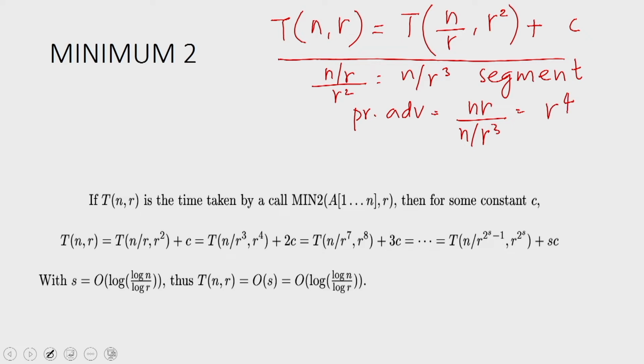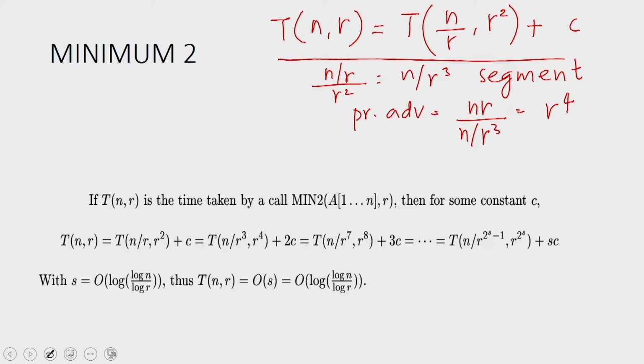Therefore, the recurrence relation that we have is this: T of n, r is T of n by r, r squared plus c. So, when we unroll this once more, what we get is, now the new problem instance is n by r cubed and there are nr processors still, for a processor advantage of r power 4.